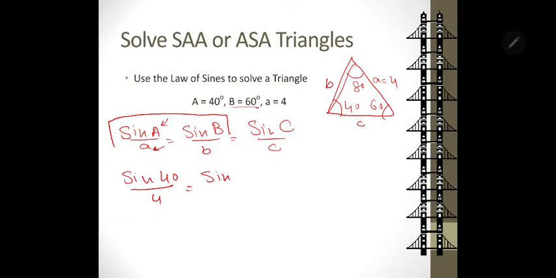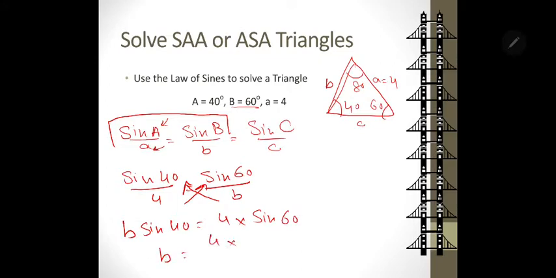Now angle B is, as you can see, 60, but I have to find out side B. In this case, you all know what to do. You can do the cross multiplication. So according to the cross multiplication, this is cross multiplication, by the way. So B sine of 40 equals 4 times sine of 60, and B will be equal to 4 times sine 60 divided by sine 40. And now you can use your calculator to calculate this.